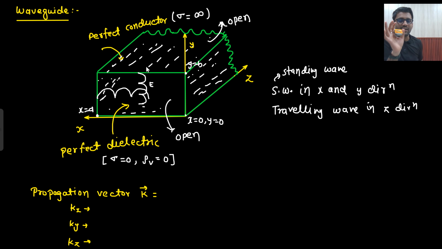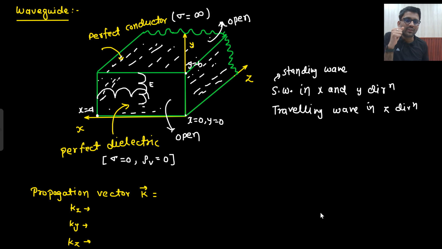So what happened here was, you incident a wave in the waveguide. If it goes in the x direction, it will make a standing wave pattern. If it goes in the y direction, again it makes a standing wave. But in the z direction, it can propagate. So in the x and y directions you will get standing waves, and these standing waves will propagate in the z direction. This is what is happening in your waveguide.